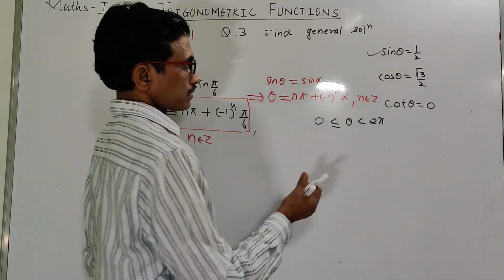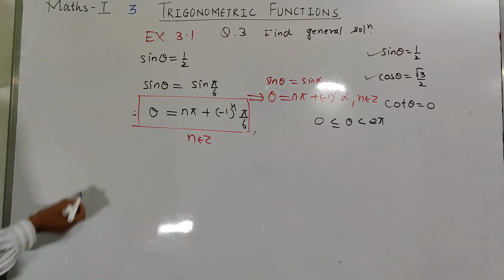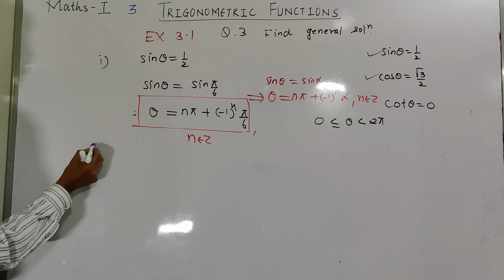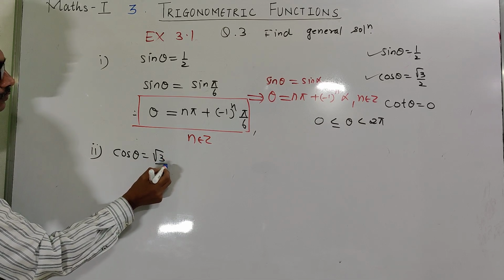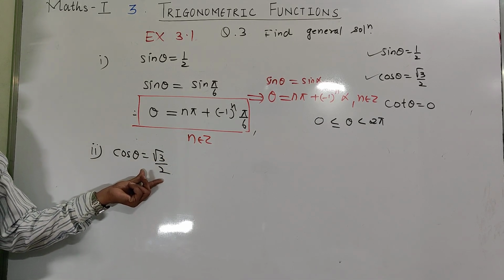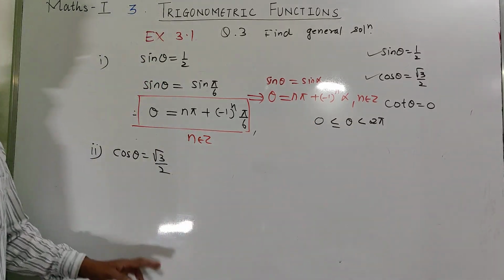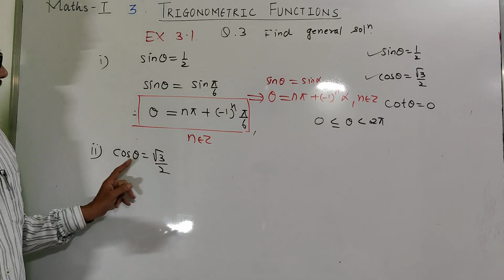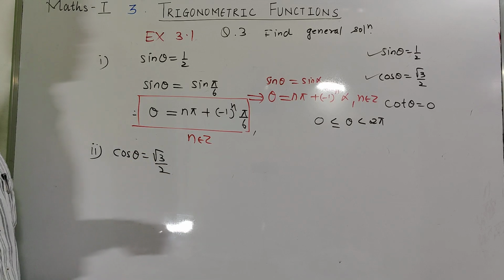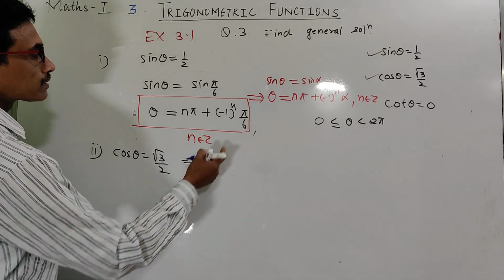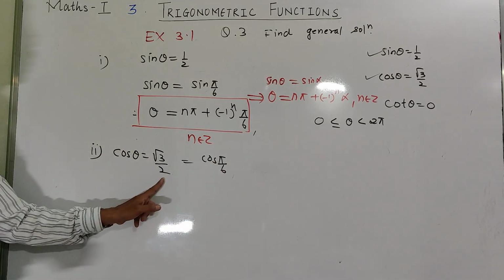Now start with the second one, that is cos theta is equal to root 3 by 2. Find the minimum angle whose cosine is root 3 by 2 in this interval 0 to 2 pi. So which angle has cosine root 3 by 2? Again the same, pi by 6. Cos of pi by 6 is root 3 by 2. Fortunately we are getting the same angle.